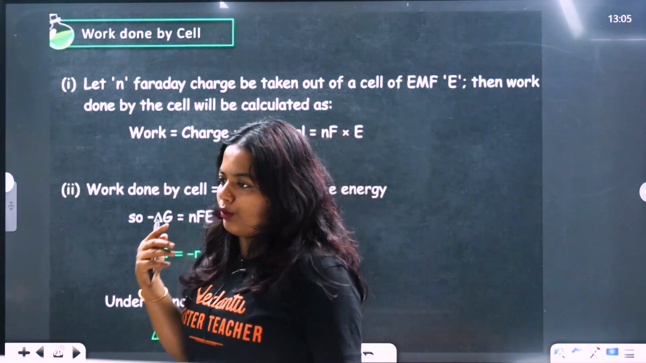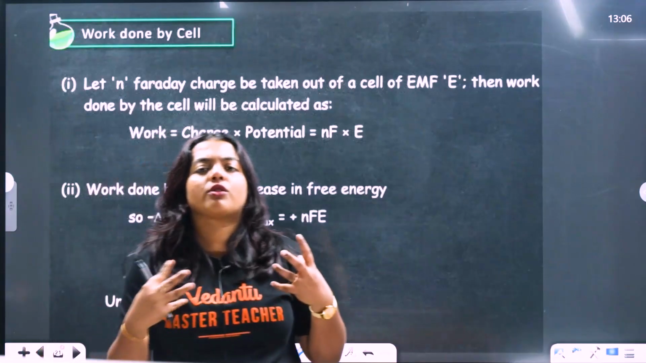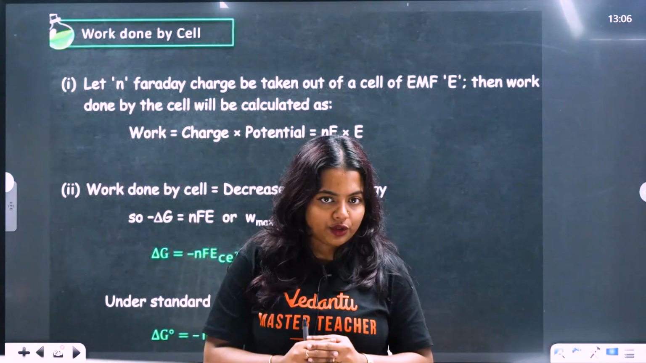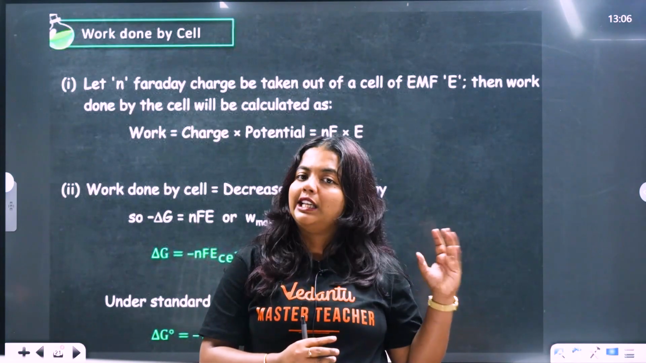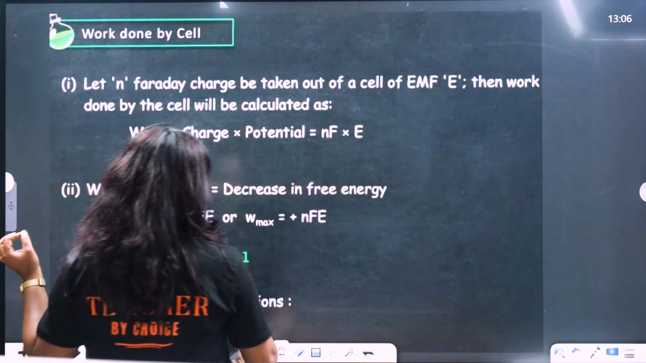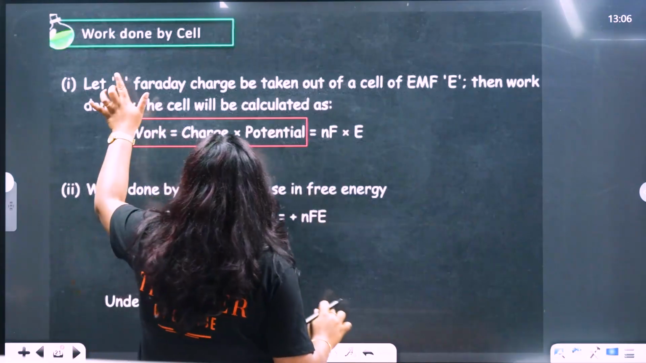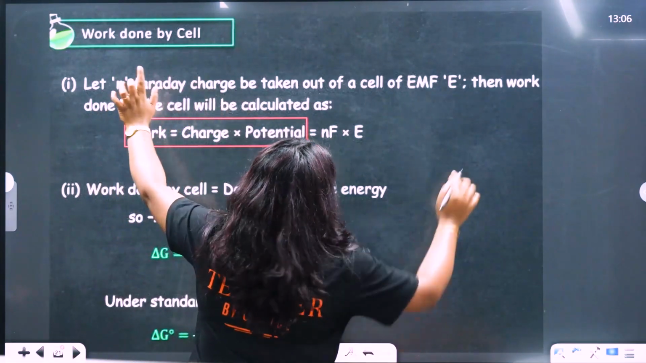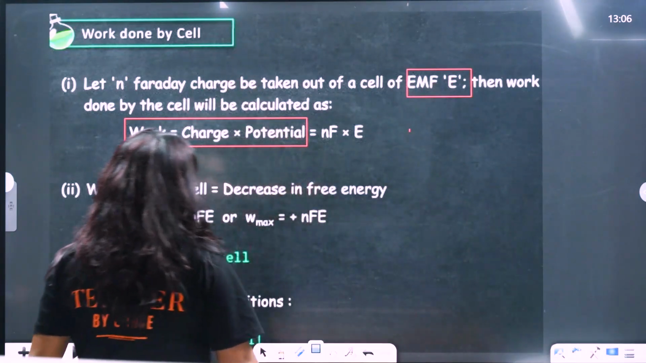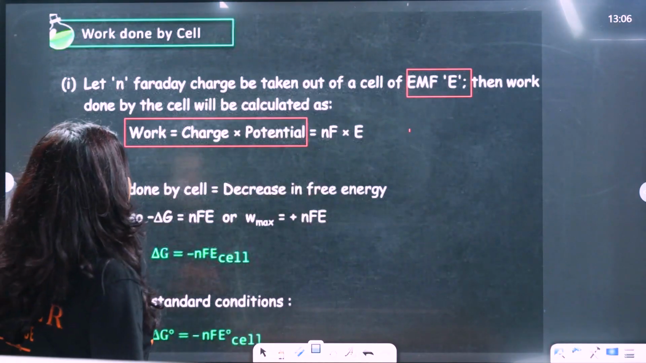Take a particular galvanic cell. From it, n Faraday of charge, which is a unit, so that amount of charge, is taken out of a cell with EMF E. So you know that work done is equal to charge into potential. Always remember the work done equation: charge into potential. Charge is equal to nF, Faraday, and the potential, the cell EMF, is E. So work done is nFE.